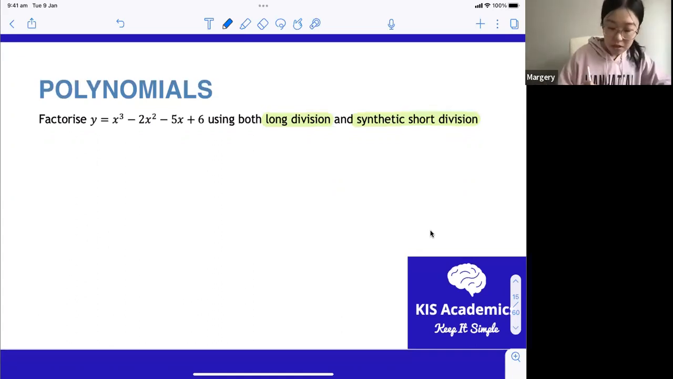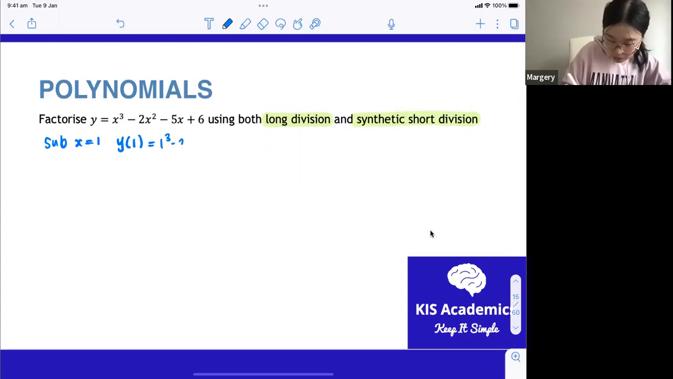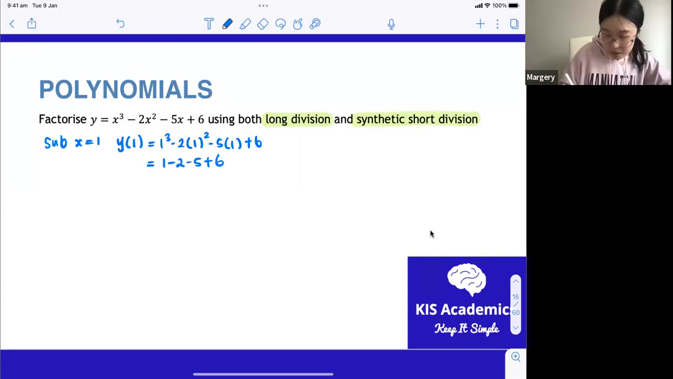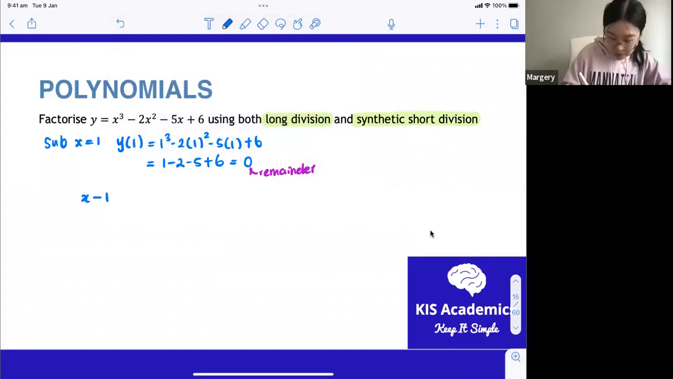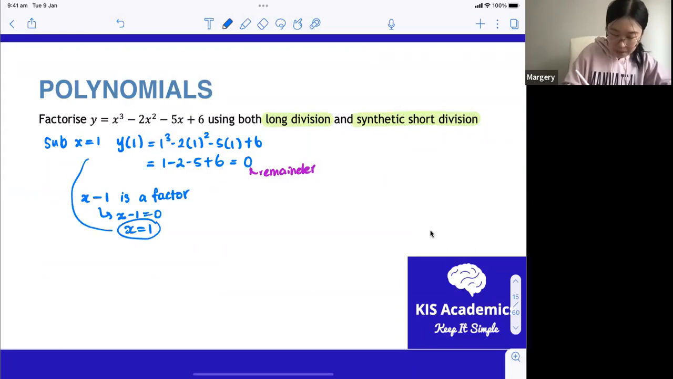So let's first start off with using long division to factorize our function. I know that my equation is a cubic, so I can substitute in x values to find when y would be equal to 0, so when my remainder is 0, and then I'll be able to find a factor from that. Say I sub in x equals 1, just to check. y of 1 is 1 cubed minus 2 times 1 squared minus 5 times 1 plus 6. That equals 1 minus 2 minus 5 plus 6, which is minus 6 plus 6, which is 0. Because this is our remainder, and the remainder is equal to 0, we know from our remainder theorem that x minus 1 is a factor. If I let x minus 1 equal 0, you can see I get x equals 1, which is the number that I subbed in.